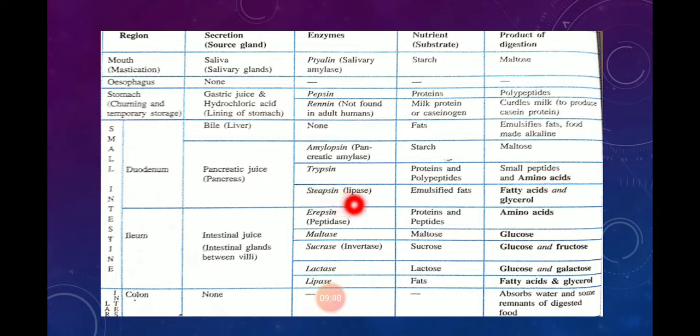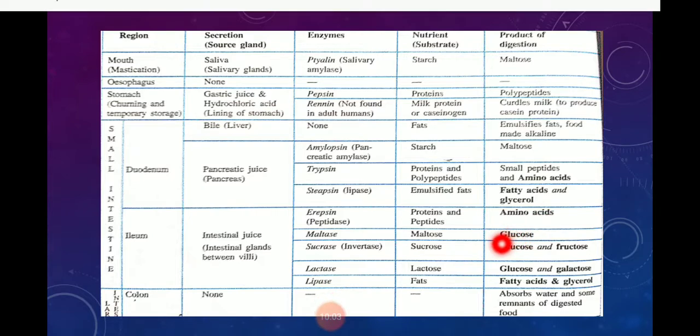Steapsin, which is also known as lipase, helps in digestion of emulsified fats into fatty acids and glycerol. Fatty acids and glycerol are the simplest form of fats. Other than that, erepsin, maltase, sucrase, lactase and lipase like enzymes are also present, which help in digestion and absorption of amino acids into the respective cells and tissues.